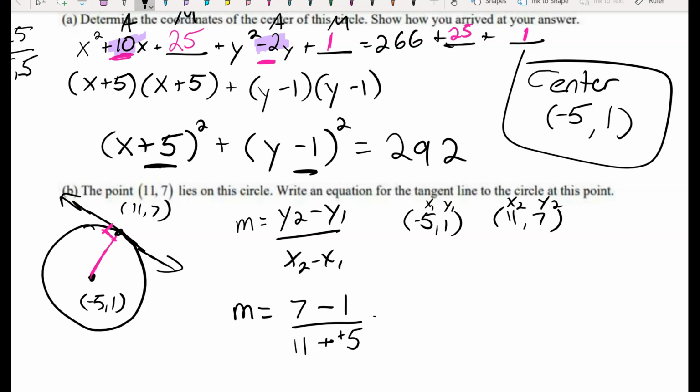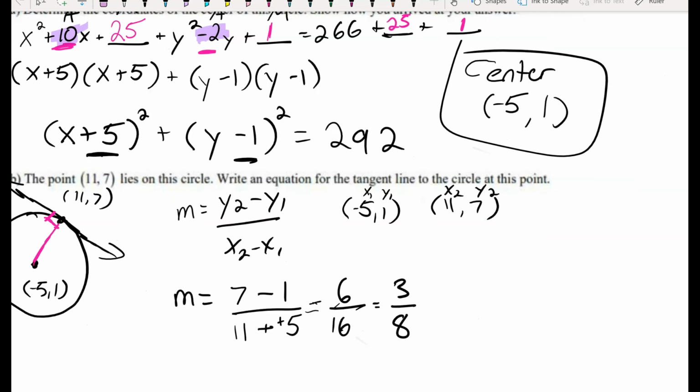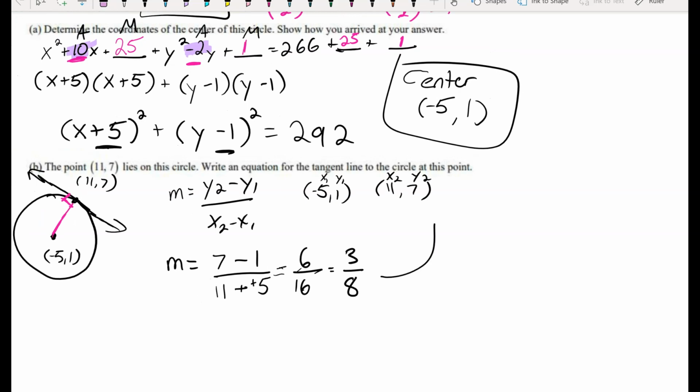So in the numerator, let's see what I get here. I get 6, and in the denominator, I get 16. If I divide them both by 2, I find that the slope is 3/8. So that's the slope of the pink line right there, that radius. But to get the slope of the tangent line, I need the negative reciprocal of that. So the negative reciprocal is going to be negative 8 over 3.